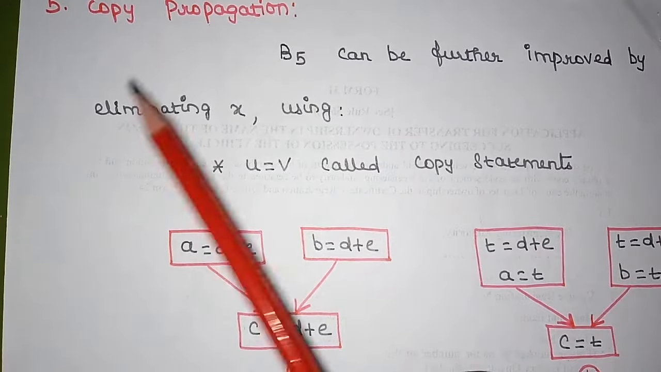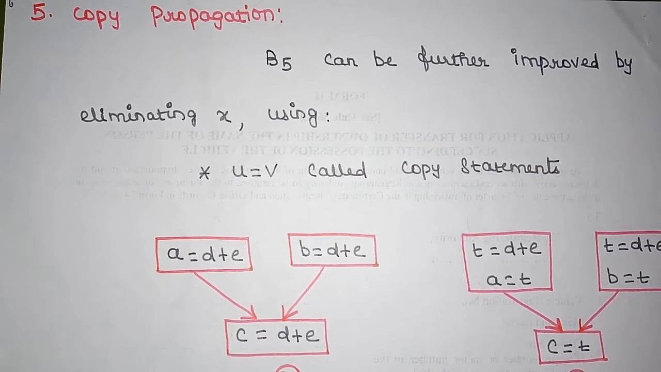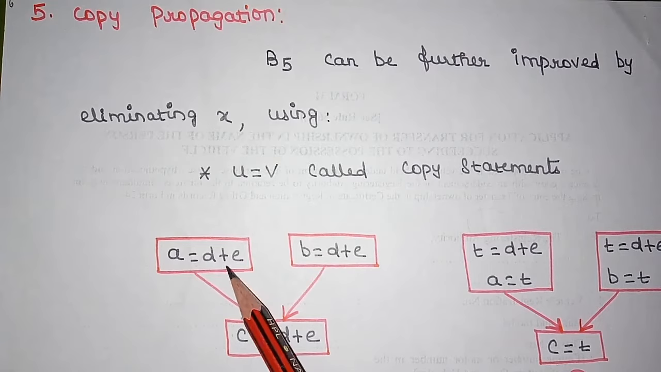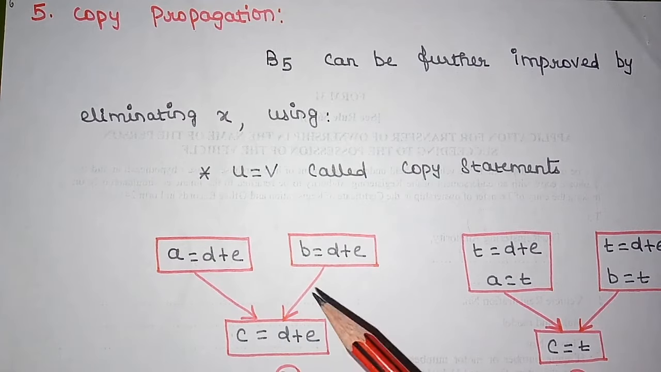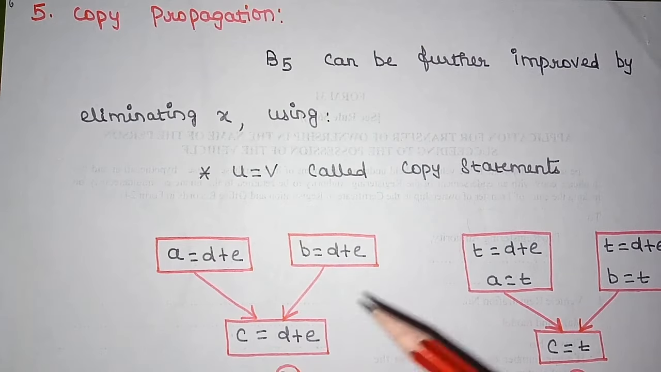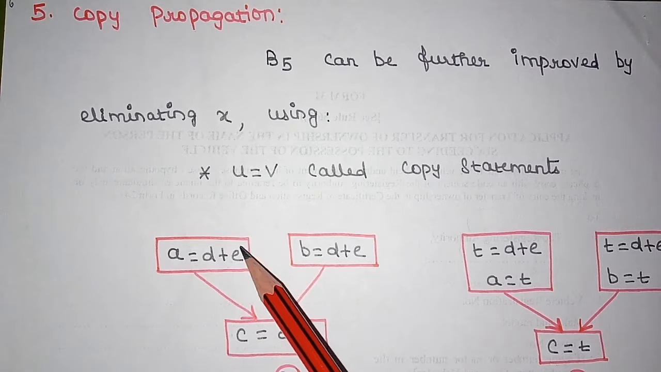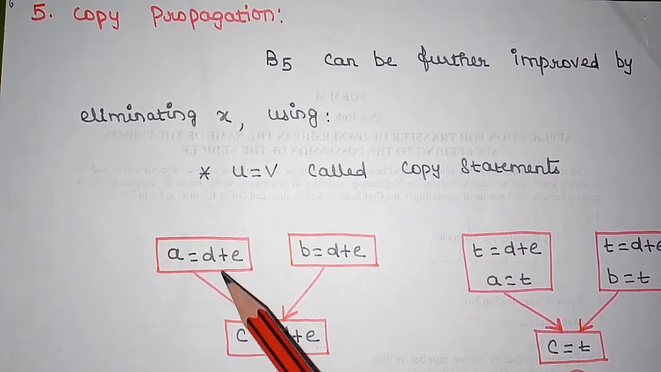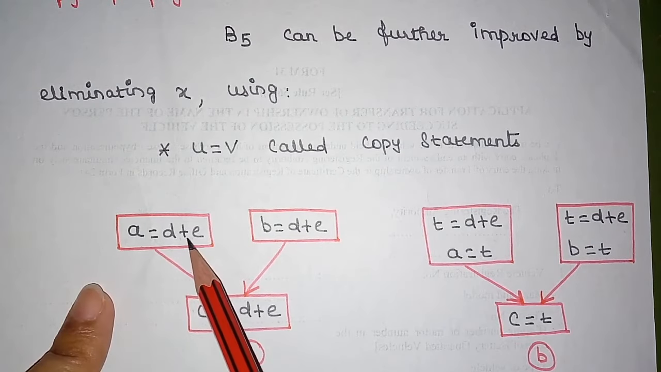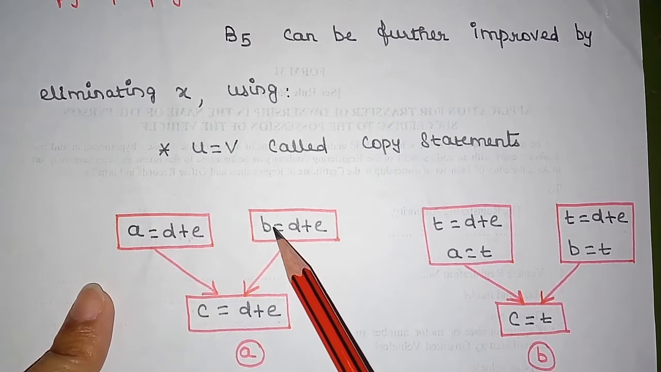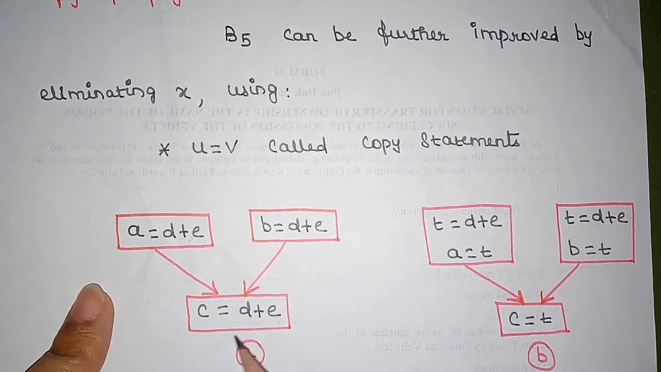Then the next one is copy propagation. That is, wherever we have expressions that compute the same result, instead of computing the same expressions again and again and doing operations here, we can just remove this code. That is, we can rewrite this code like this. If you look at this code, here we have a is equal to d plus e, and here we have b is equal to d plus e and c is equal to d plus e.